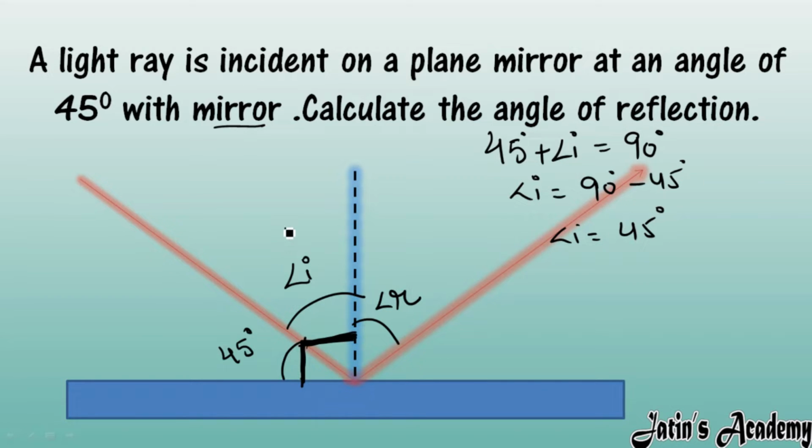If angle I is 45 degrees, then what about angle R? As we know from the first law of reflection, angle I is equal to angle R. If angle I is 45 degrees, then angle R will be 45 degrees. So this is the way you can solve the numerical. But firstly you have to see whether the angle is given between the incident ray and the normal, or between the incident ray and the plane mirror. That you have to see carefully.